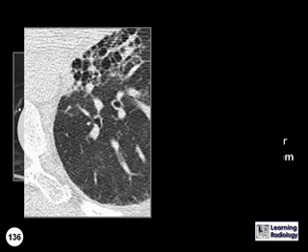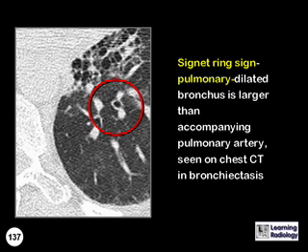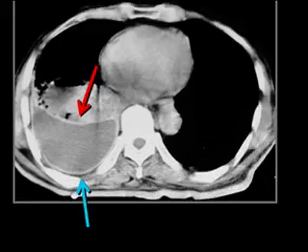What is the name of this sign? This is the signet ring sign, which is a dilated bronchus becoming larger than its accompanying pulmonary artery, seen on chest CT in bronchiectasis.